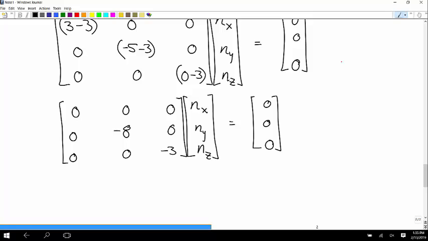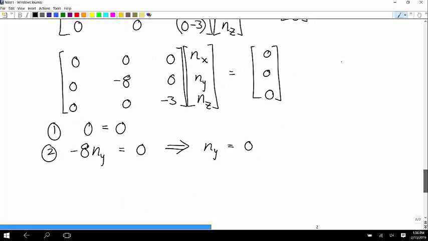Well, the first equation doesn't give us anything. The first one says 0 equals 0. That doesn't help. But the second one says -8 ny is equal to 0. So does that tell us anything we can use? Yeah, we're trying to figure out what these values of these n components are. And so this one tells us that ny has to be equal to 0.